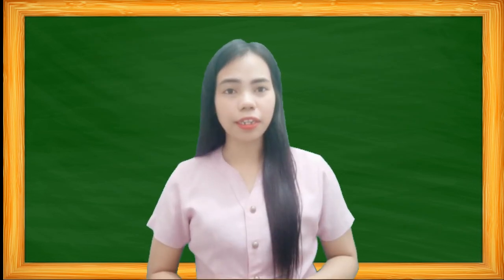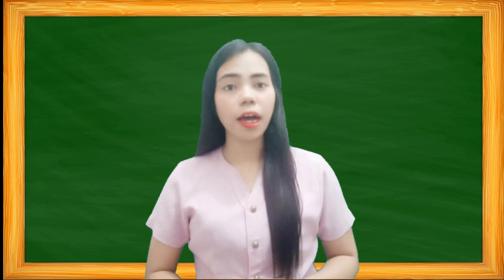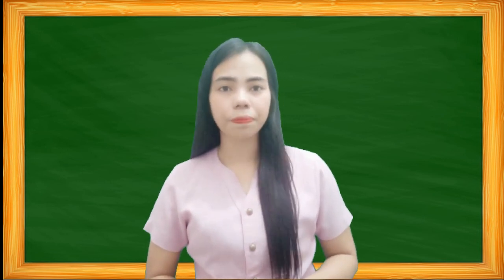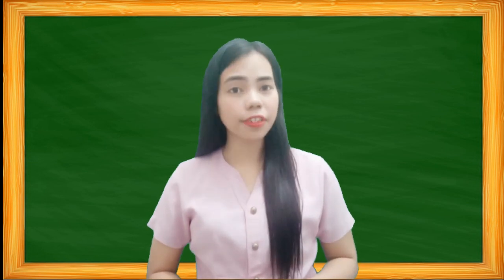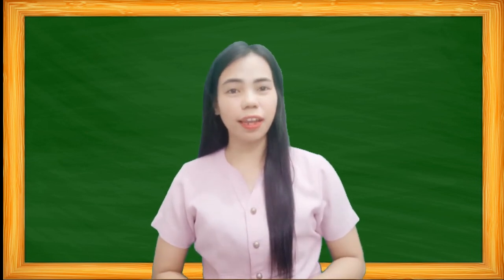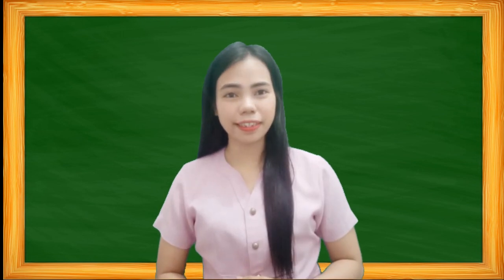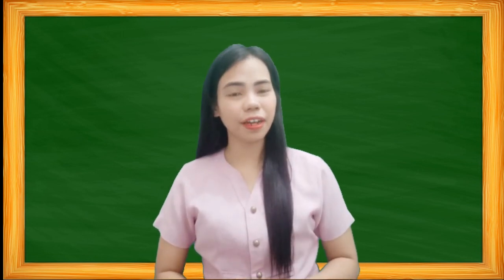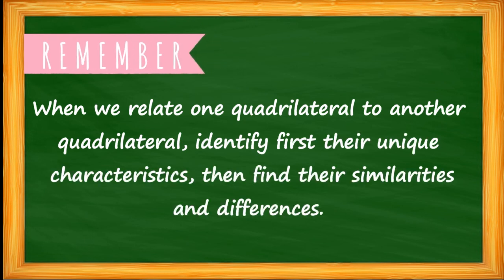There are many kinds of quadrilaterals, but all have several things in common. All of them have four sides and four angles. They all have relationships to one another, but they are not all exactly alike and have different properties. Before we end this lesson, always remember that when we are relating one quadrilateral to another quadrilateral, identify first their unique characteristics, then find their similarities and differences.